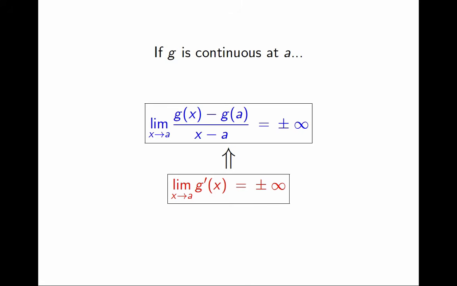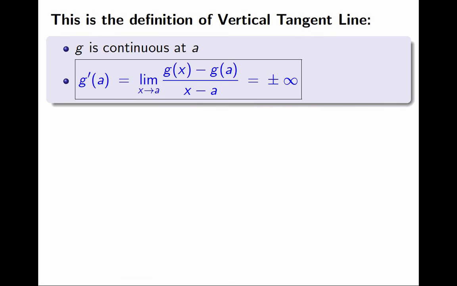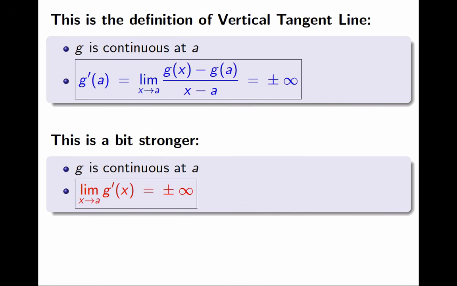So what do we do with this situation? The correct definition of vertical tangent line requires the derivative to be plus or minus infinity. Requiring instead the limit of the derivative to be plus or minus infinity is slightly stronger. But that is helpful. If you're working with an example and you prove it satisfies the second condition, then you have also proven it satisfies the first condition, so you have a vertical tangent line anyway. And that's what we do in calculations most of the time in practice, because it tends to be easier.